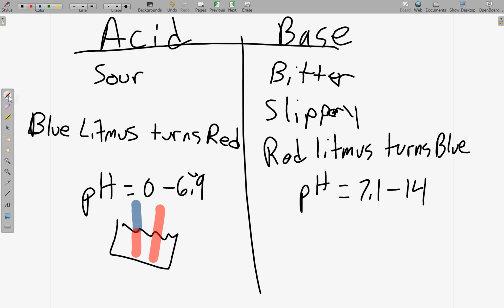With a base, okay, don't ask me why my beaker is red, I don't know. If you put blue litmus paper in there, it just stays blue. But if you put red litmus paper in there, the red litmus paper turns blue.